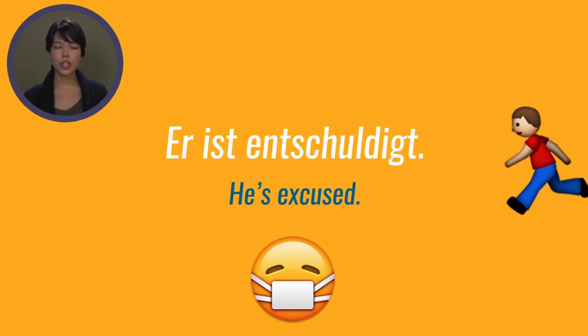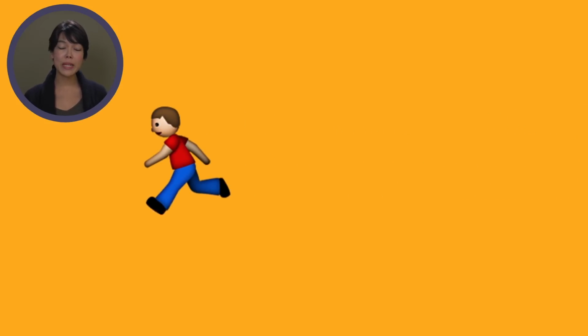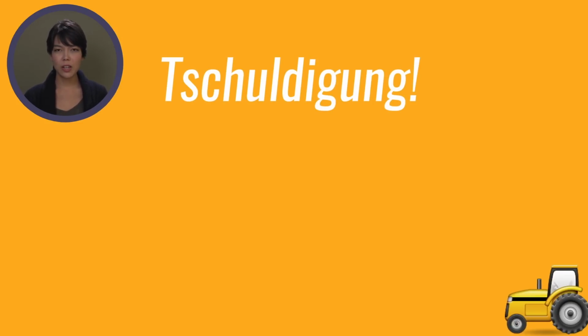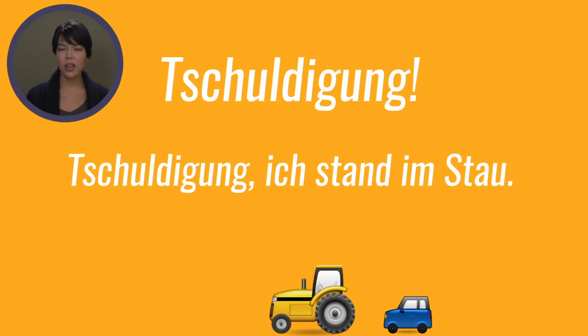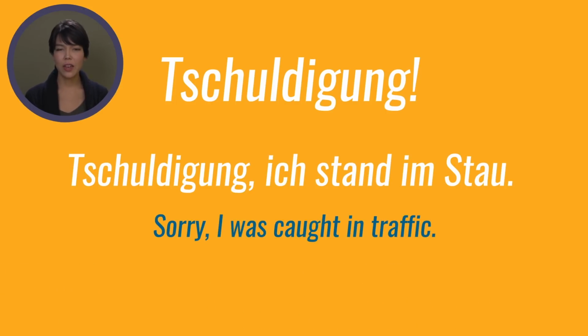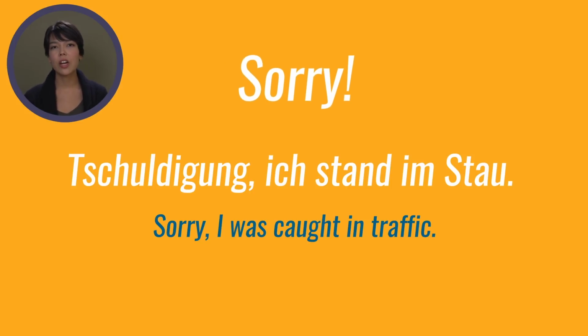In casual situations, for example, if a friend is a few minutes late, many people would just shorten this phrase by saying Entschuldigung. For example, Entschuldigung, ich stand im Stau, which means, sorry, I was caught in traffic. Increasingly, people also say just sorry in very casual or friendly situations.